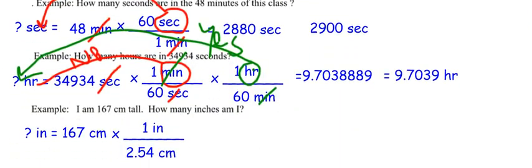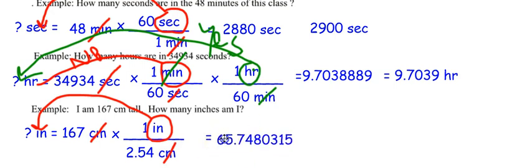Okay, so what should I do at this point? I should probably see if they cancel out. So centimeters cancels. What's left? Inches. Is inches what I want? Yes, it is. All right, I'm ready to use my calculator now. So this is equal to 65.7480315. So what's my final answer? How many sig figs? Yep, 3. And there's my answer. Okay.